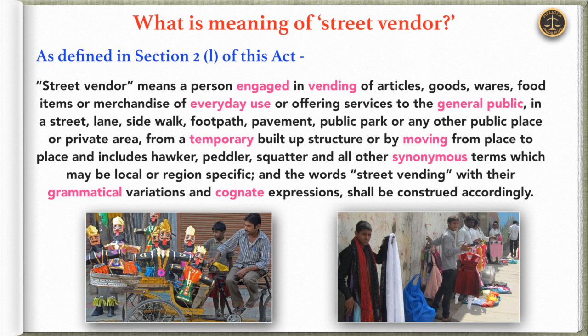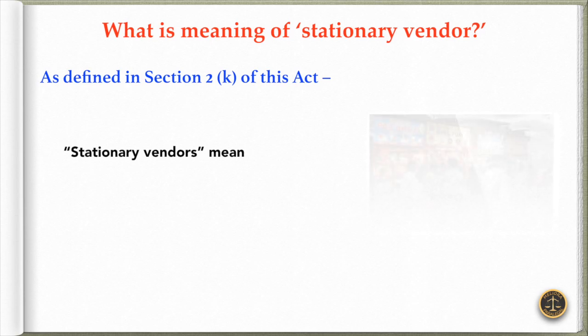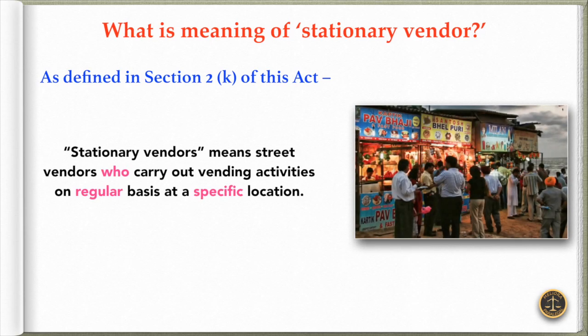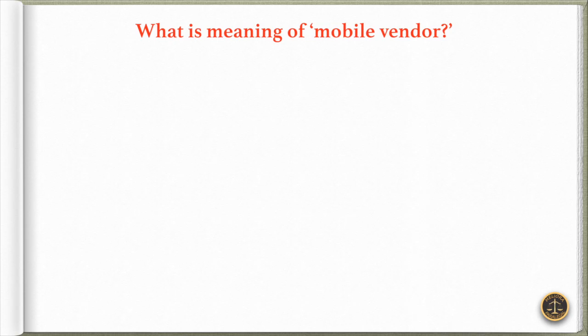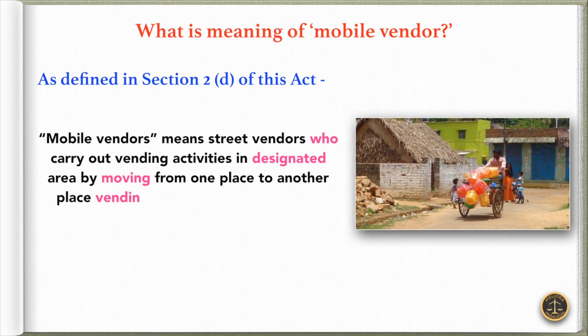Now the question is, what is the meaning of a stationary vendor? As defined in Section 2(k) of this Act, stationary vendors means street vendors who carry out vending activities on a regular basis at a specific location. Now the question is, what is the meaning of a mobile vendor? As defined in Section 2(d) of this Act, mobile vendors means street vendors who carry out vending activities in a designated area by moving from one place to another place, vending their goods and services.